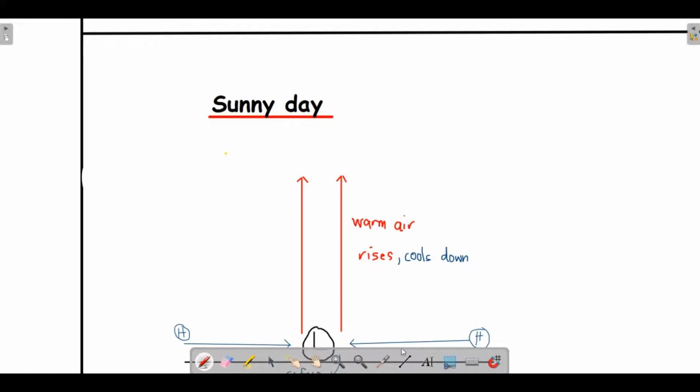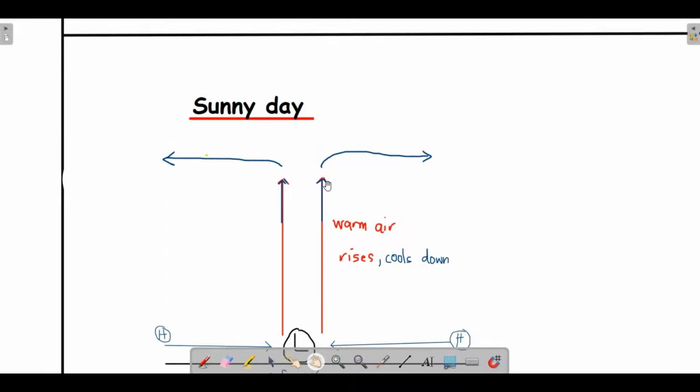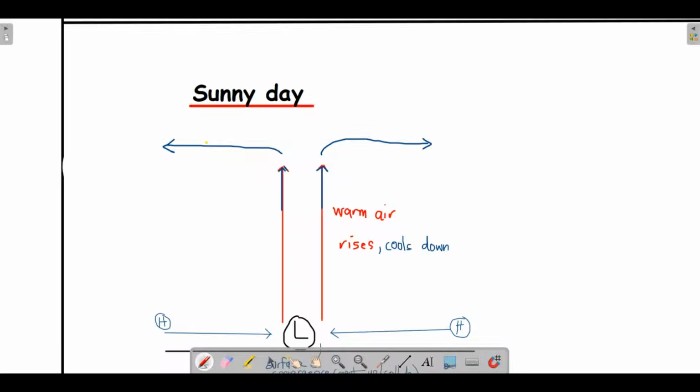So now it rises up, and then in the upper atmosphere it becomes cool. I'm changing these to blue arrows to indicate that the temperature has now dropped. So in the upper atmosphere, this now cool air separates. It separates and moves in different directions. So we see separation there at the top, and we call that divergence.